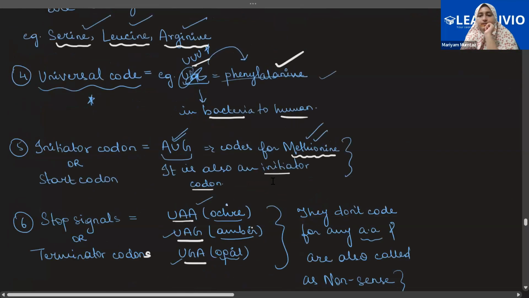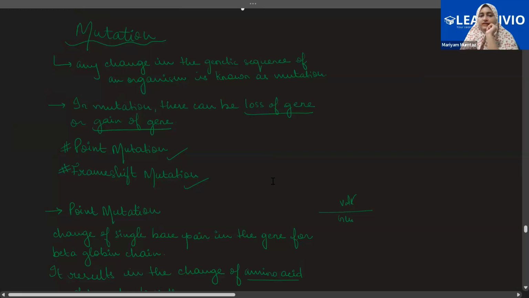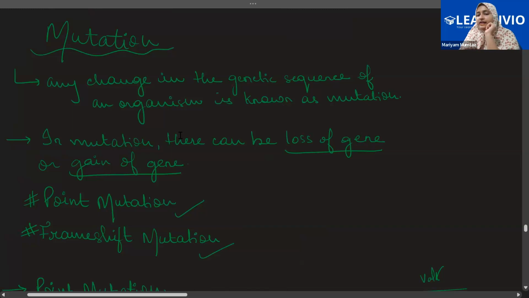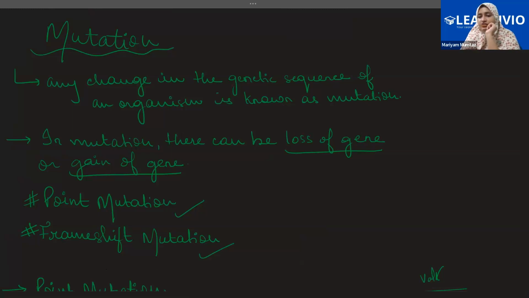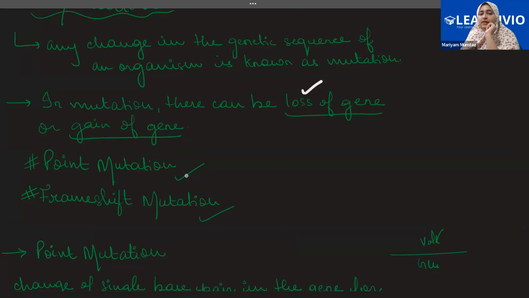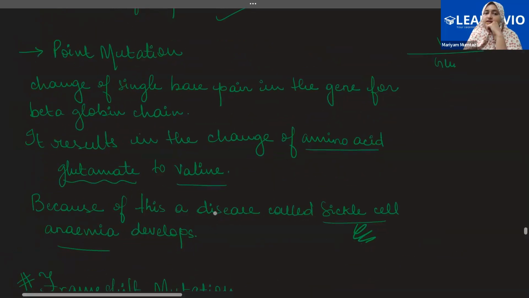Right. Very good. Now moving forward, let's talk about mutation once again. We know that any change in the genetic sequence of the organism is called mutation. This shows the effect in the genotype as well as the phenotype of the organism. In mutation, there can be the loss of a gene or the gain of a gene. Furthermore, mutation can be point mutation or frame shift mutation. In point mutation, there is the change of a single base pair, right?